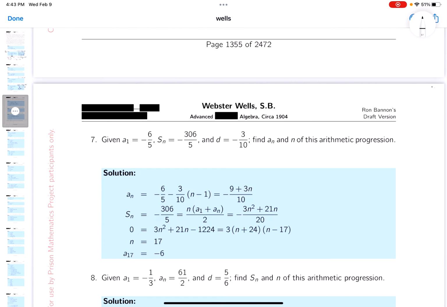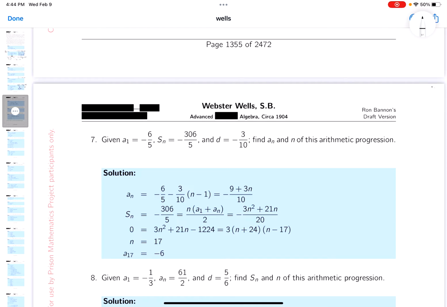All right, let's take a look at it. They tell me what A1 is, they tell me Sn, and they tell me what D is. So then the question is, what are you going to do with that? You're going to figure out what they want to know, which is An and n. So my real problem is finding out what An is, and n. If I know what n is, I know An, all right?